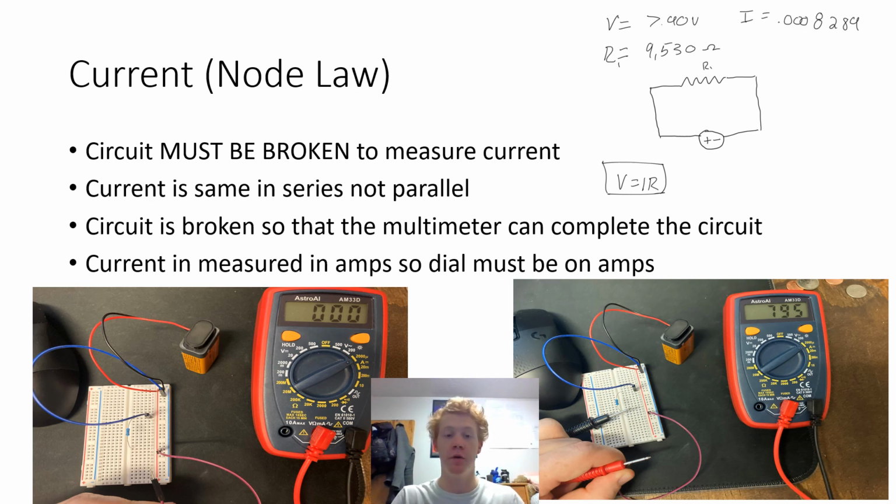You need to make sure the multimeter is changed to amps because this is what current is measured in, because the multimeter is going to complete the circuit. Make sure to start big and work your way down.